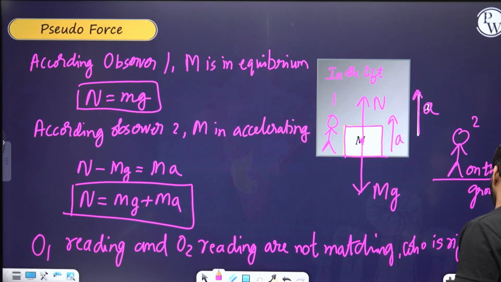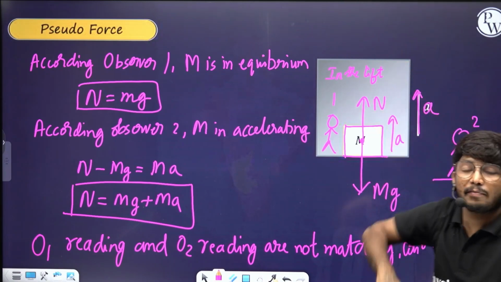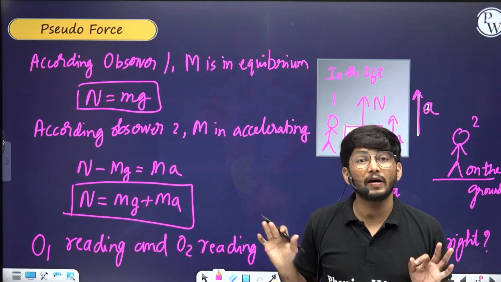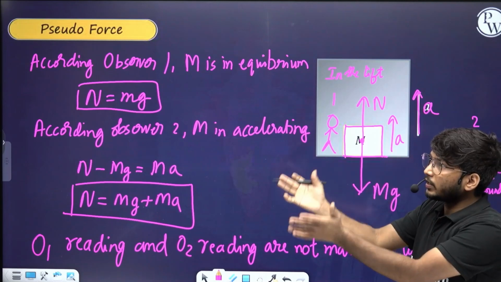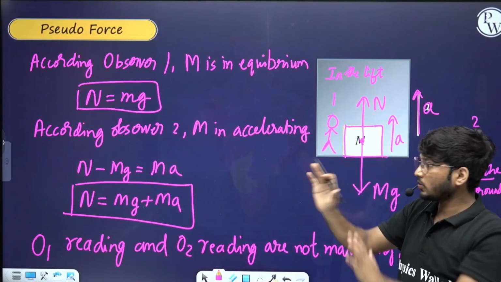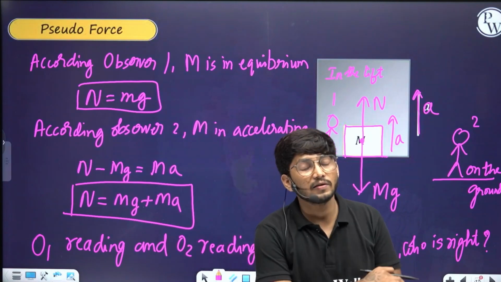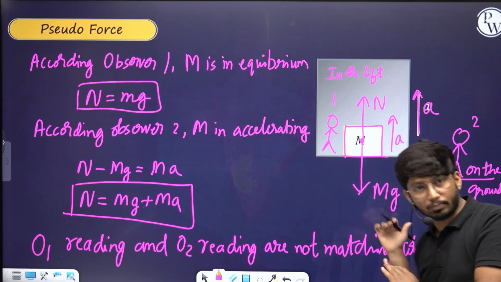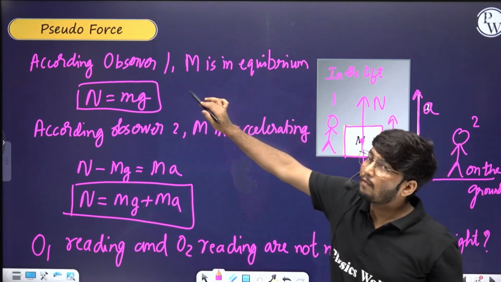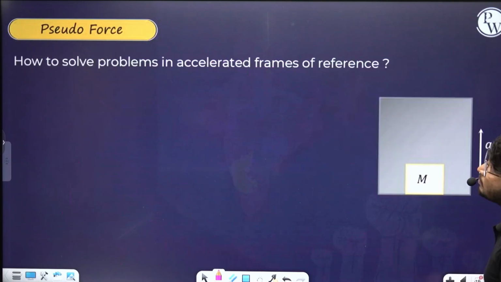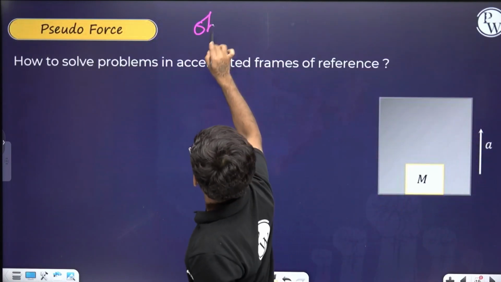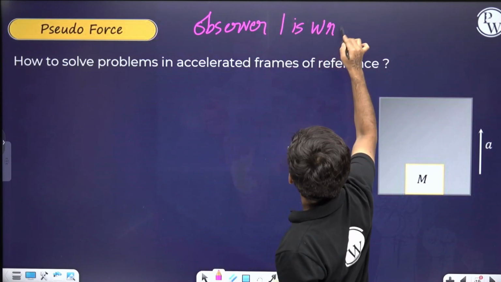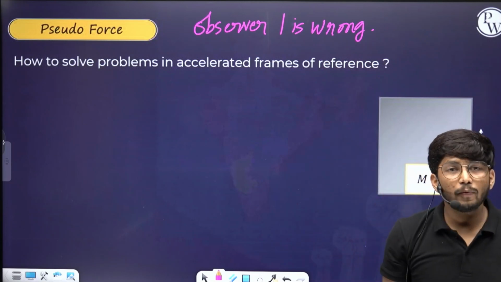Observer 1 does not know the lift is accelerating because he is observing inside the lift. According to him, the block is in equilibrium. But observer 2 has seen clearly that the object is going up, correct? He has to apply NLM. According to him, N is this. Then who is right? Clearly, whoever observed everything clearly, that is observer 2, is right. So observer 1 is wrong. But how do we make the correction?